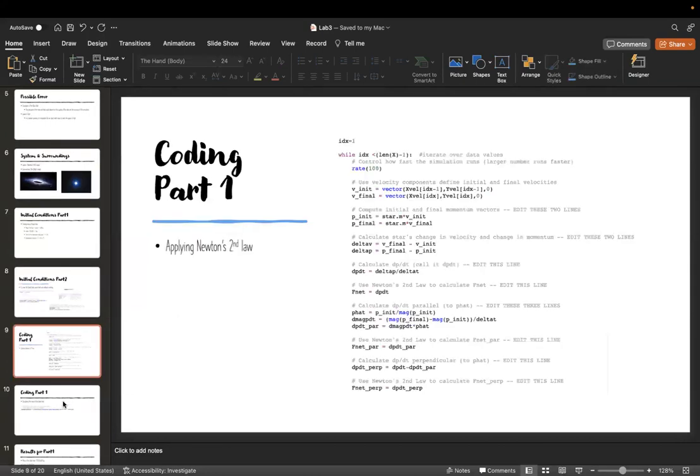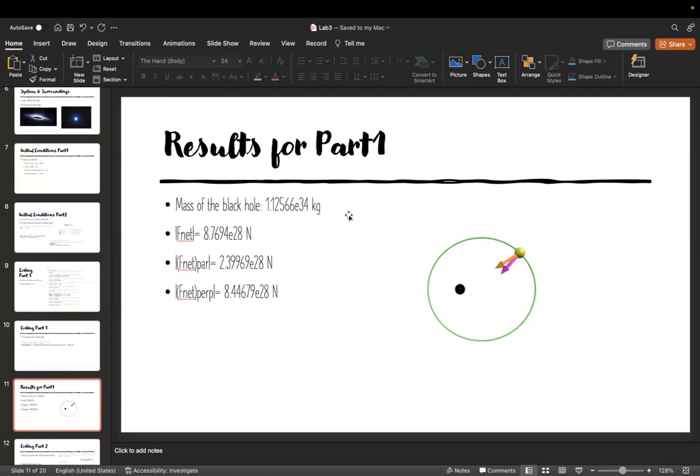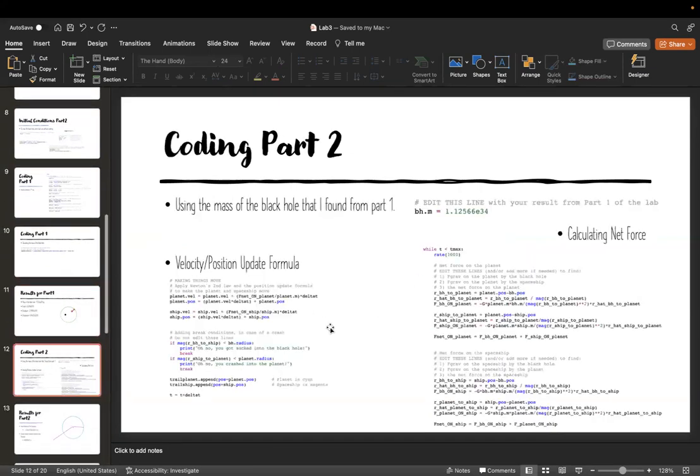you just have to take the things that I found here and then plug them into this equation to find the mass of the black hole. Results of part one, here are my results, the net, the parallel and perpendicular, and this is the simulation. Coding for part two, you can see I'm using the mass of the black hole that I found from part one here. I'm using the velocity and position update formula, and then I'm calculating the net force. You can see here.